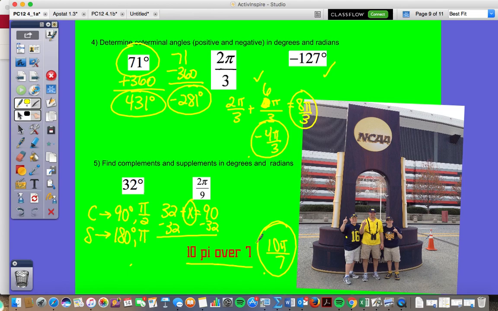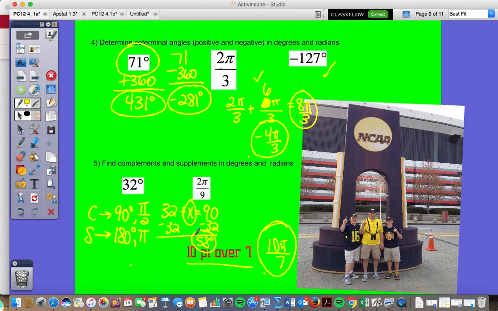And Ty, what did you get for that? What would x be there, or that missing? 68. Close, 58. There you are. So we have 58 degrees. That's my complementary angle. And the only difference with supplementary is we exchange 90 degrees for 180.